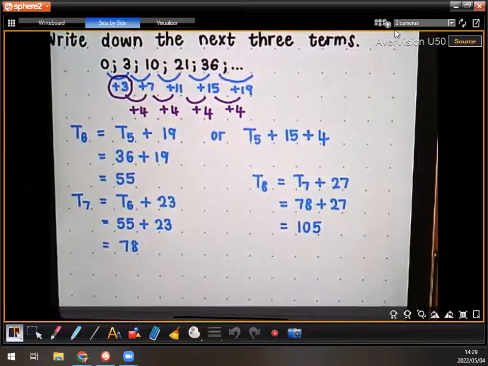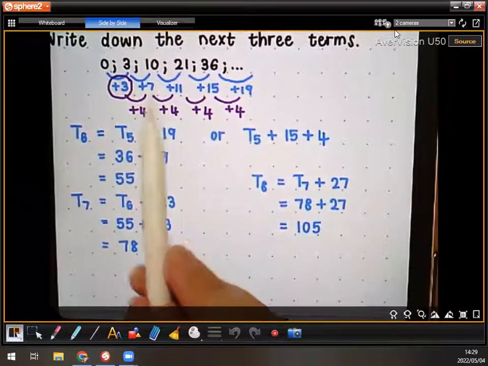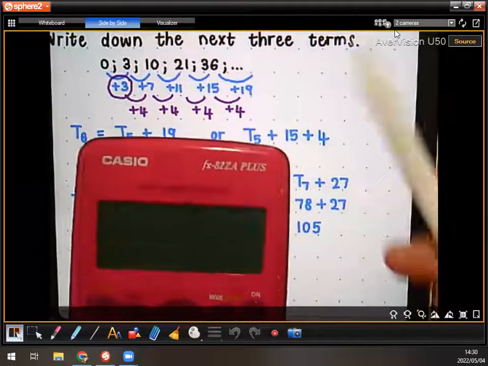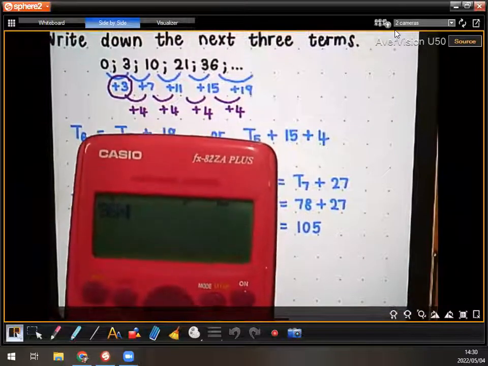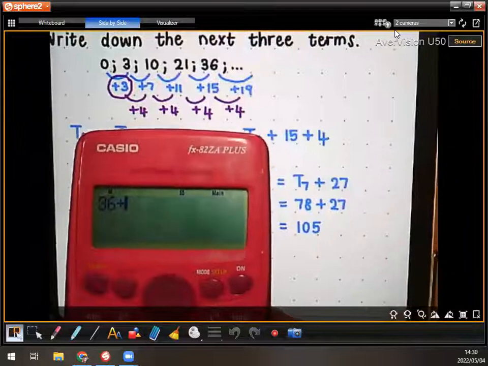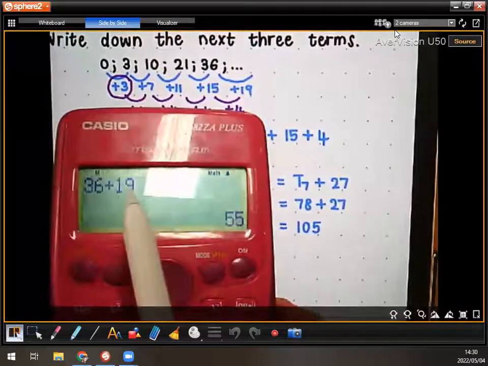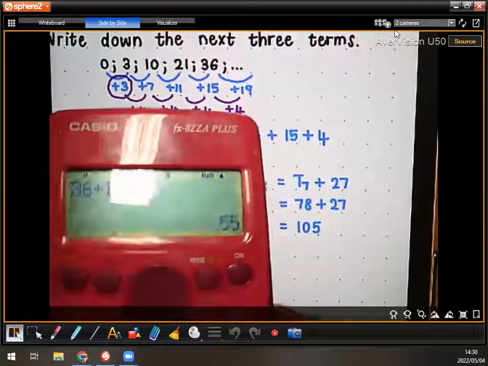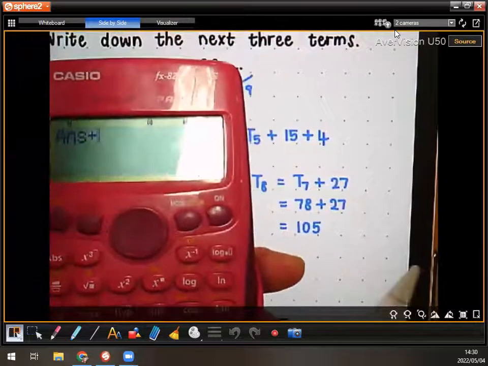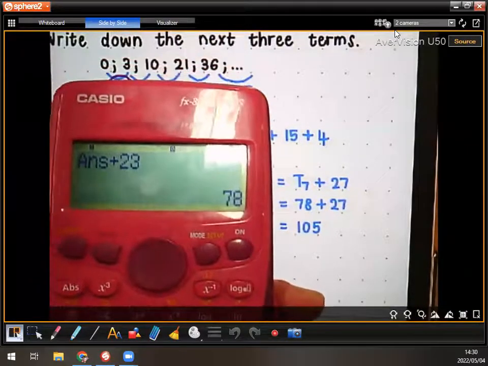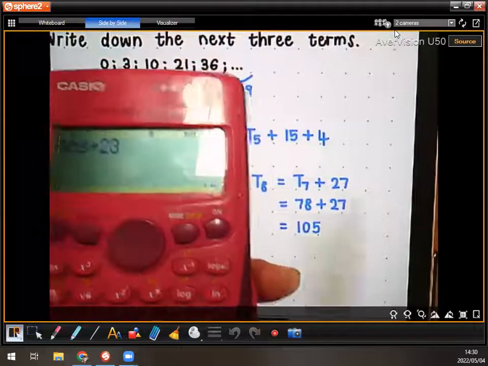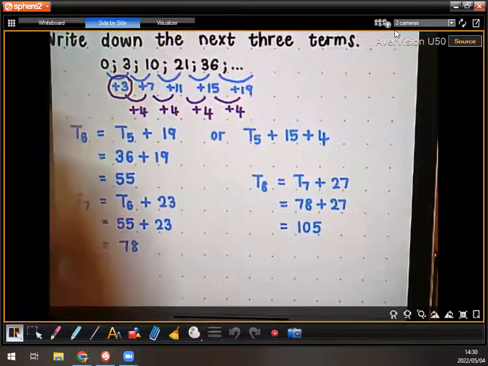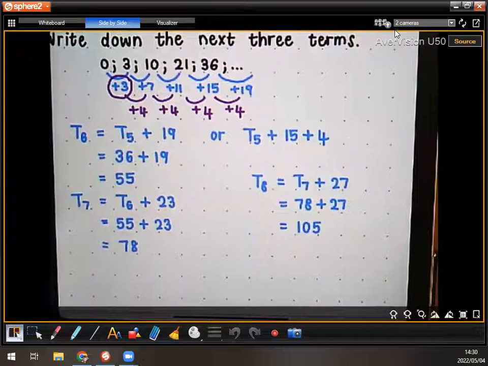As you get more comfortable working with these, you can put it on a calculator as well. You don't actually have to write down the calculation that you're doing. You can just say, okay, I'm looking for term 6. So I have to take the last term that I have, 36 plus, what's 4 more than 15? 19. But then you must just remember what you added the last time. Next time you're going to have to add 4 more than 19, which is 23. Then you can just say answer plus 23. That's the next term, 78. Now you must add 4 more than 23, which is 27. And then you get 105. Okay, so that can save you a bit of time. But let's just write it down like this so that we know exactly what we did.